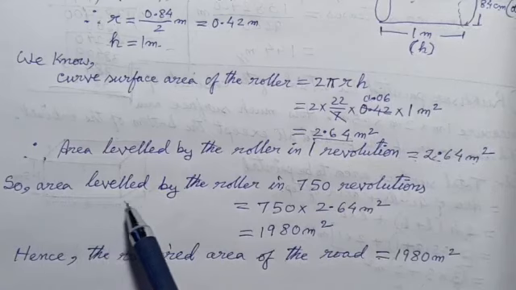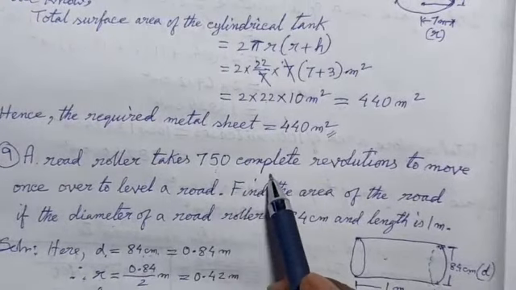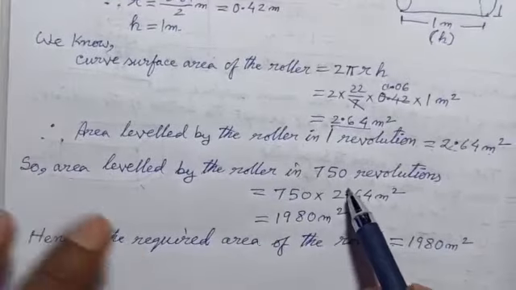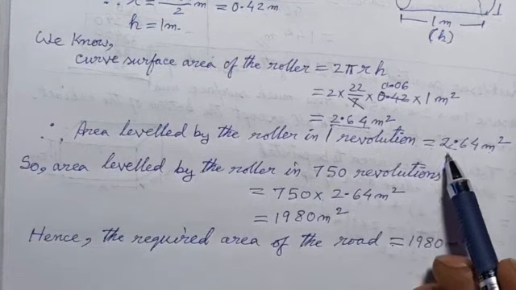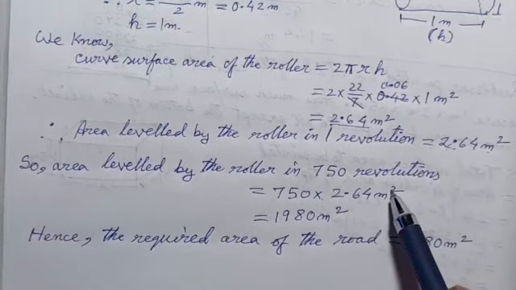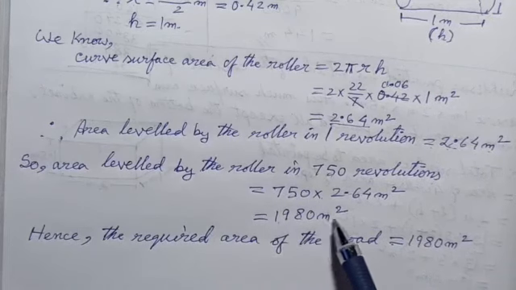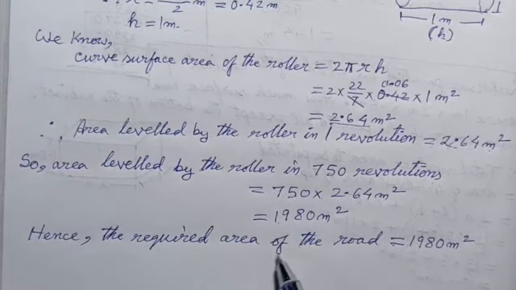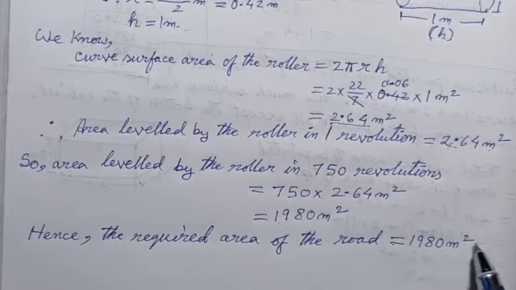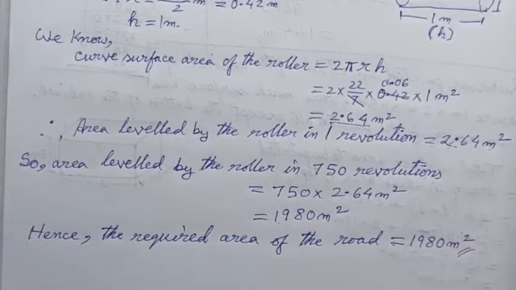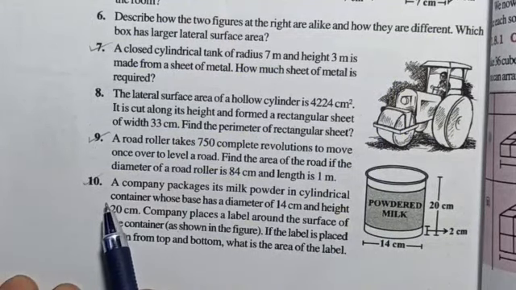So the area leveled by the roller, here it is given 750 complete revolutions. So in 750 revolutions is equal to 750 multiplied by this 2.64 meters square. If we multiply these two, we are getting 1980 meters square. Hence, the required area of the road is equal to 1980 meters square, and this is the answer. Question number 10 is same, so you try this at home.